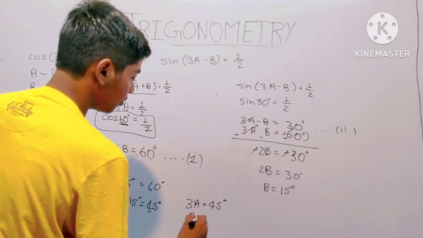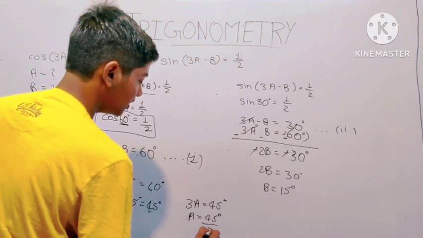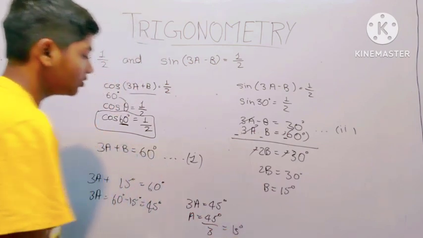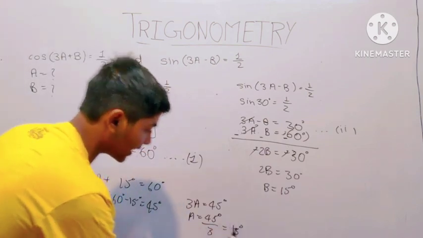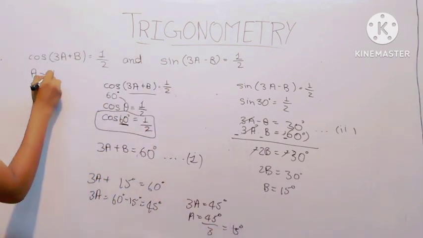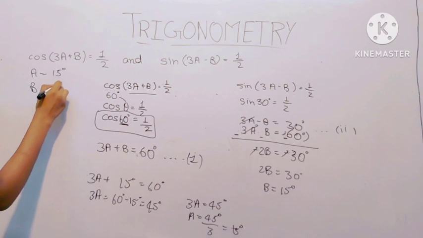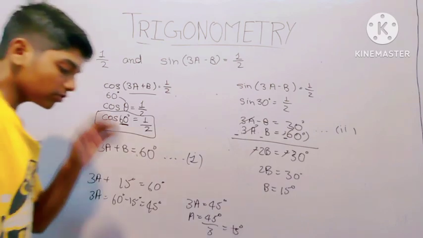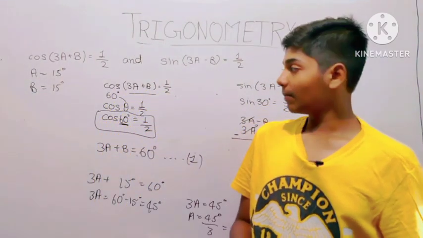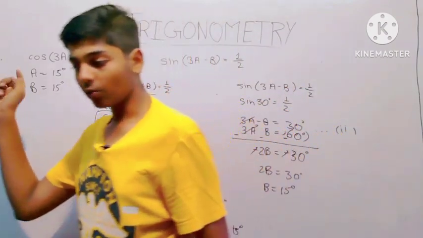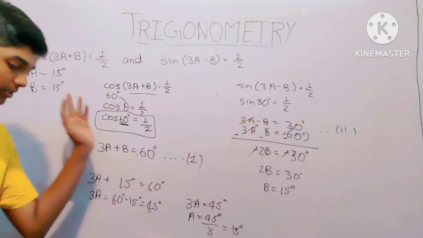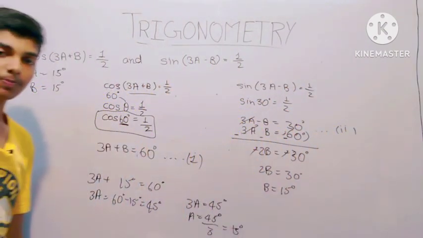Therefore, a is equal to 45 upon 3, 45 degrees upon 3. This is 15 degrees as well. So this second problem is done as well. We have a is equal to 15 degrees and b is equal to 15 degrees. So this was all for this video. In the next video, we will be discussing questions on the same topic, trigonometric ratios for the specific angles.